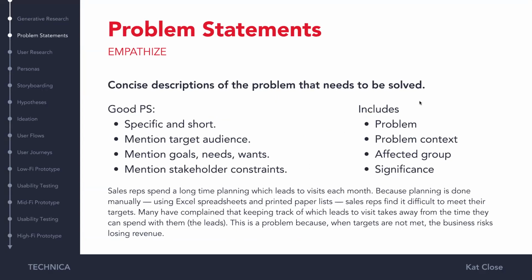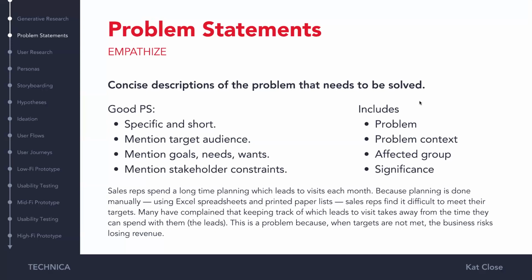But okay, so you've done some digging, you've casually gotten to know more about your problem. It's now time for you to actually define the problem. And that's where problem statements come in. A problem statement is a concise description of the problem that needs to be solved. Good problem statements are specific and short. They mention the target audience and their goals, needs, and wants. And they mention stakeholder constraints like budget or time.